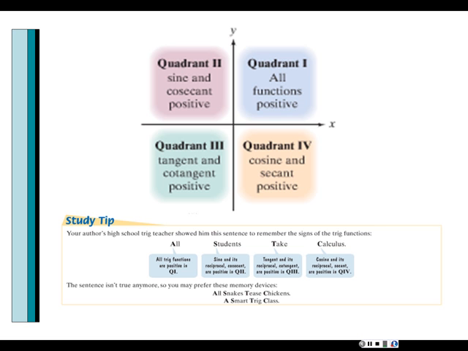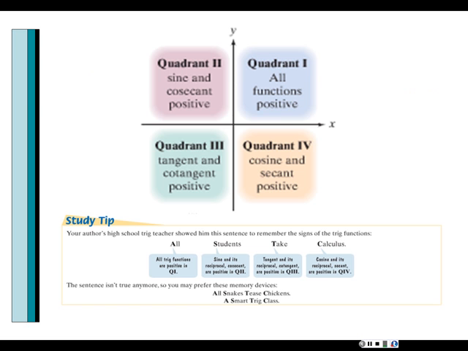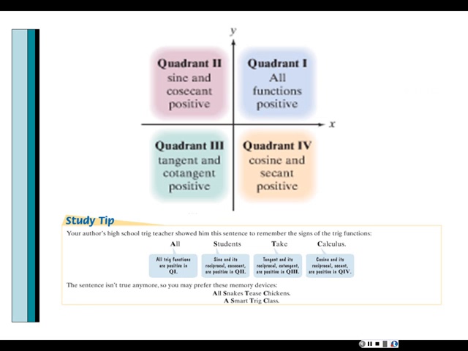Okay. Let's see whether we understand this. Let's read the question and we'll come back to that graph again. Name the quadrant in which theta lies if cotangent is positive and sine is negative. Now let's get back to this original graph of 4 quadrants with all the information of the sine and cosine and all the 6 functions. Now what was the question? That cotangent is positive, sine is negative. Which will be that quadrant?